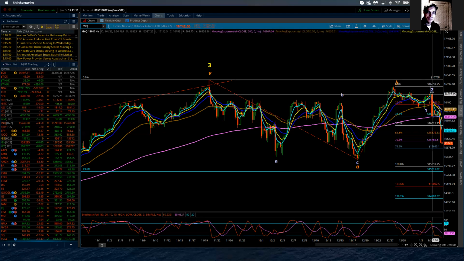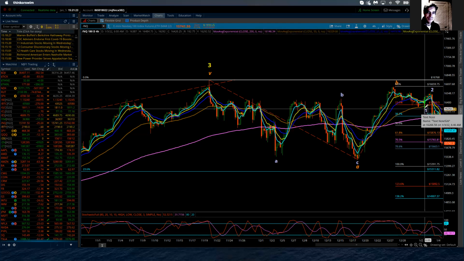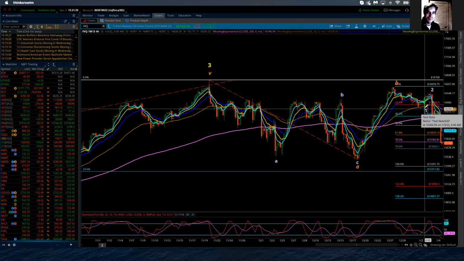16,292. So in other words, to negate the five-wave structure, the market has to come back up and break back above 16,292, which would suggest then that this can't be a fourth wave, because we know wave four cannot overlap the price territory of wave one. That's where that is. So that's how we continue to base things.